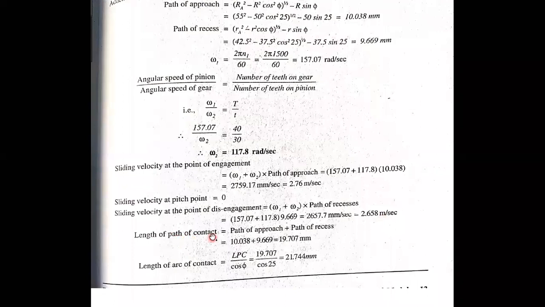Second question is the length of path of contact. As usual, no need to substitute the formula now. We already know the path of approach and path of recess; if you add them directly, you'll get that value. 10.038 plus 9.69, the path of recess, you'll get 19.707 mm. And finally, the length of arc of contact, that is length of path of contact divided by cos phi, as usual, 21.744 mm. So this is an 8 marks problem. Important.